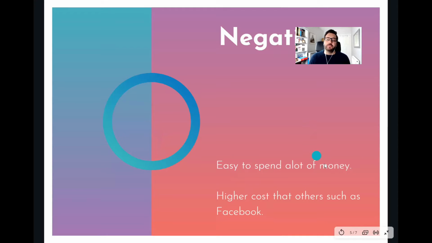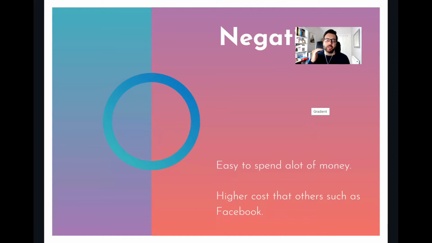So it can be easy to spend a lot of money quickly with people clicking on it. This is the same for most advertising, obviously. And it tends to have a much higher cost than other platforms such as Facebook. The reason behind that is you are basically paying for people further down the funnel.